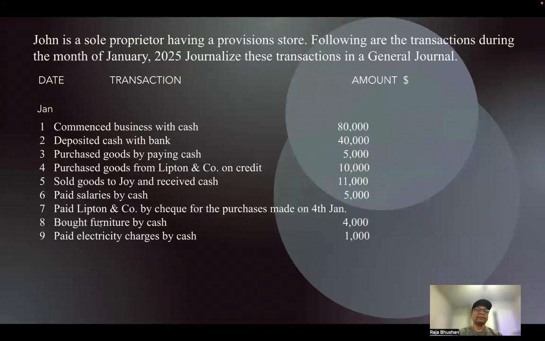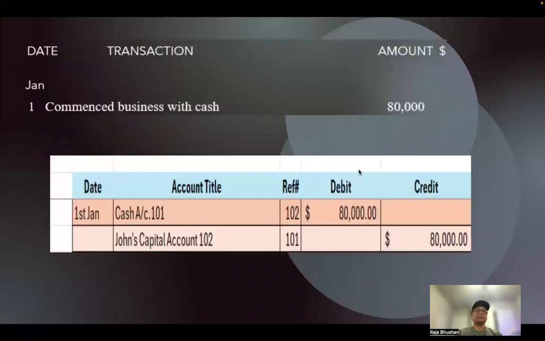See, fourth transaction here, purchased goods from Lipton and Company on credit. Now we are recording transaction number 7. Paid Lipton and Company by check for the purchases made on 4th of January. So what happened here? On 4th of January, we made the payment of $10,000. So that's what we are going to record here.